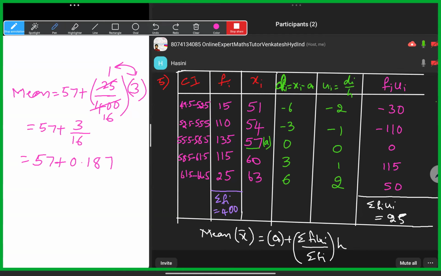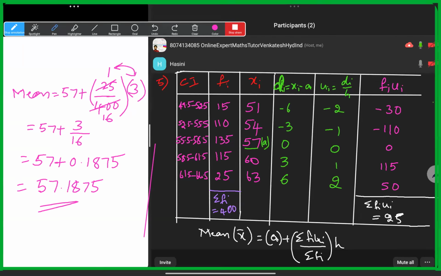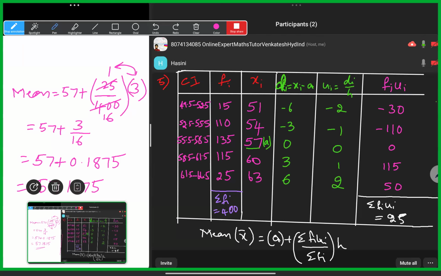Suppose if it is not coming 0, further also Hasni, we can do it up to 3 or 4 decimals. So the answer is 0.1875 here, which is 57 plus 0.1875, that means 57.1875. This is the answer for the fifth question. Just for our confirmation, once we check the back answer.